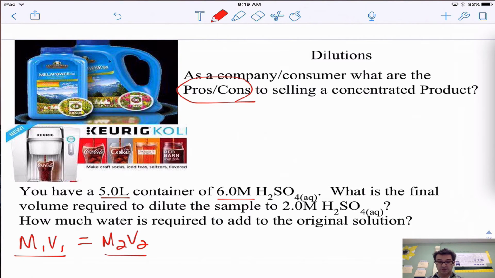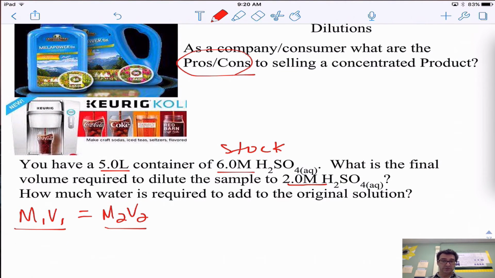This is normally called the stock solution. It's the solution that is made in a stock room, and it is the solution that we will use to make a solution that's more dilute. In this case, we want to make a 2 molar solution. This is called our working solution. So how does this look?